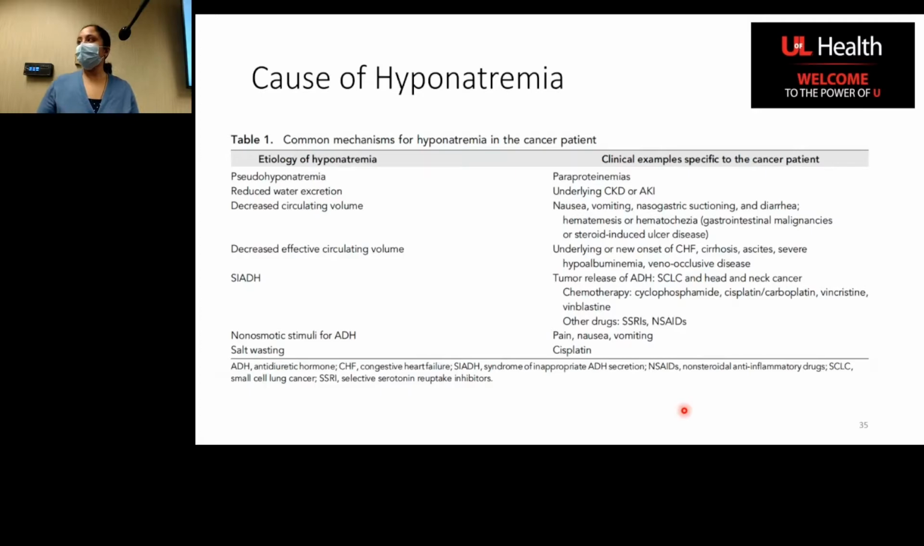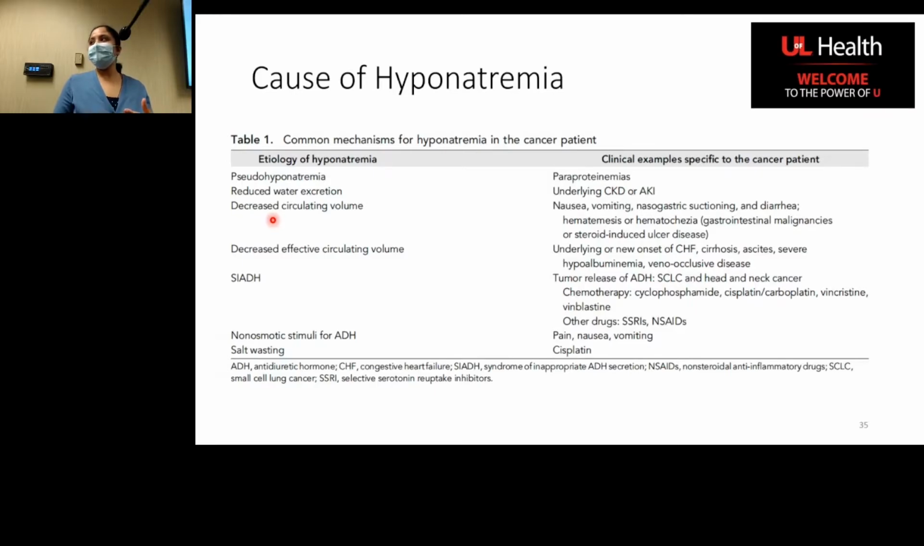The causes of hyponatremia in cancer patients are several, and not very different from what we see in non-cancer patients, but certain things are more specific. Of course, need to make sure there's no pseudohyponatremia because of paraproteinemias in more hematologic malignancies. And then if they have any underlying CKD or AKI, they will have reduced water excretion, so they may have hyponatremia from that.